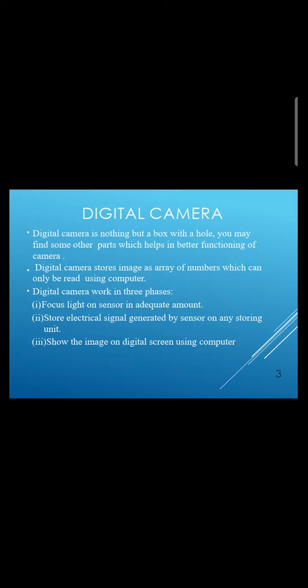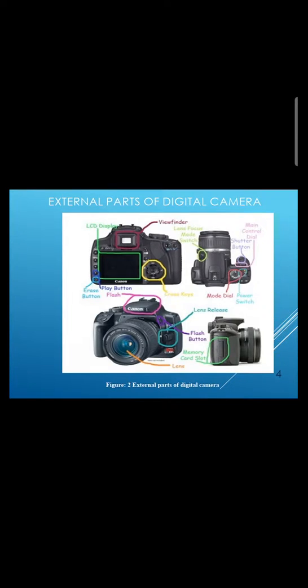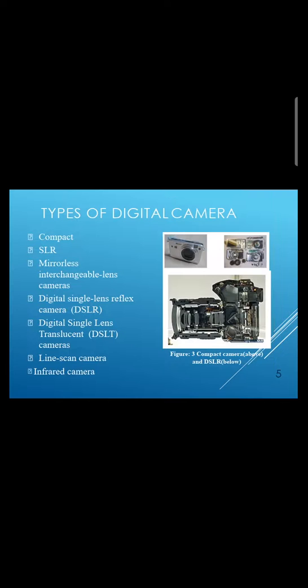A digital camera works in three phases. It focuses light on the sensor in adequate amount. It stores the electrical signal generated by the sensor on a storing unit. It shows the image on a digital screen using a computer. These are the external parts of a digital camera. Each part performs a specific function.